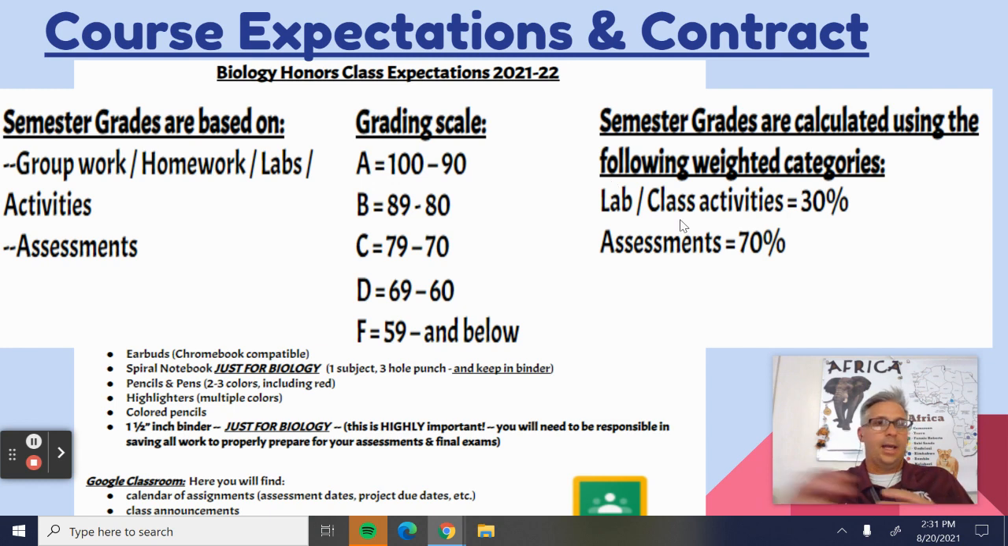And then the day-to-day work, the group work, the homework, any lab activities that we count are the other 30%. And we follow the straight 90, 80, 70, 60 grade scale.